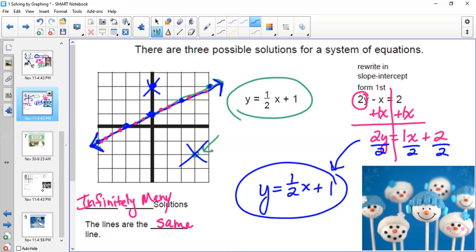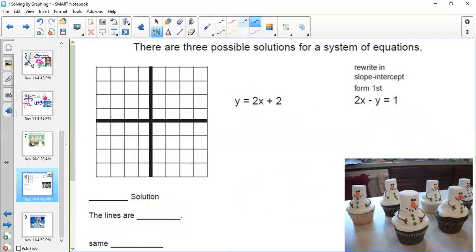All right, last example here. Again, I'm going to go ahead and graph the first one. So go up 2. My slope is 2 over 1. So rise 2, run 1. Go opposite direction, so down and left.